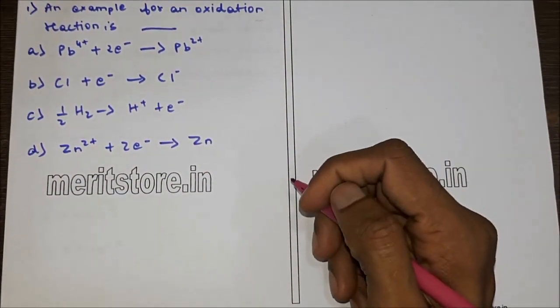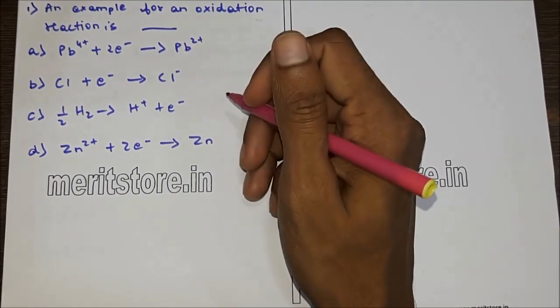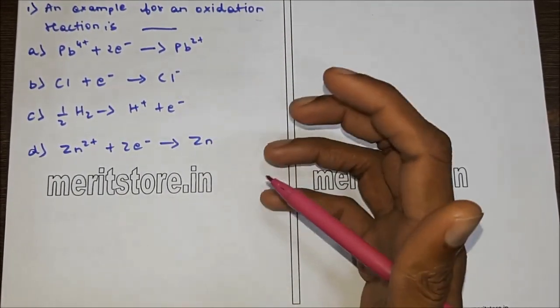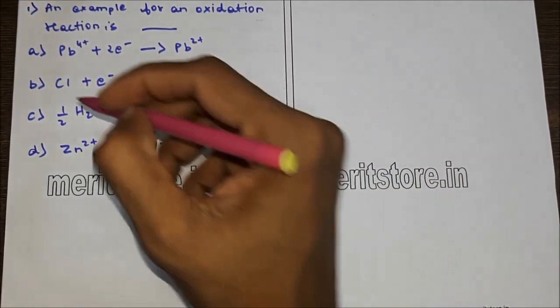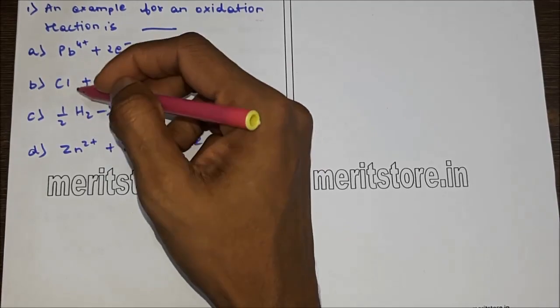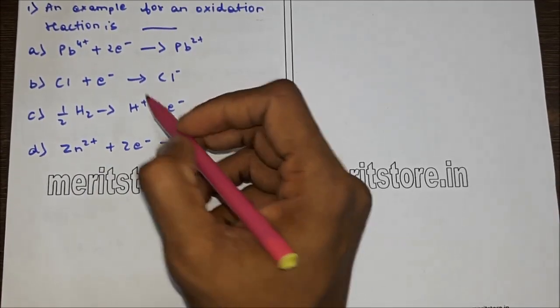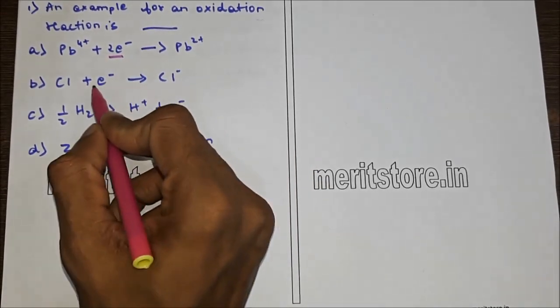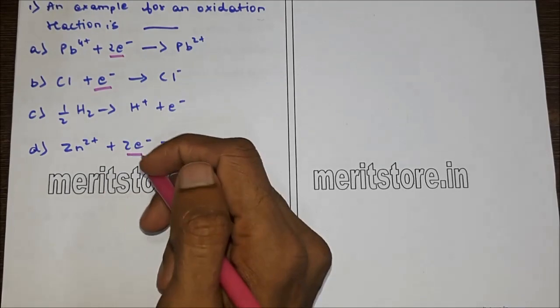Question 1. An example for an oxidation reaction is, we're given four options. Oxidation is a process in which a species loses electrons. Therefore, in A, B, and D, the species accepts electrons, so these are reduction reactions.